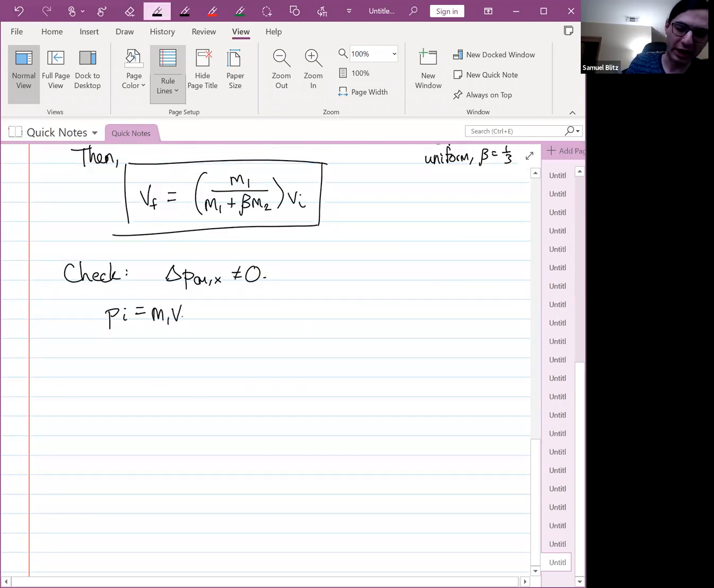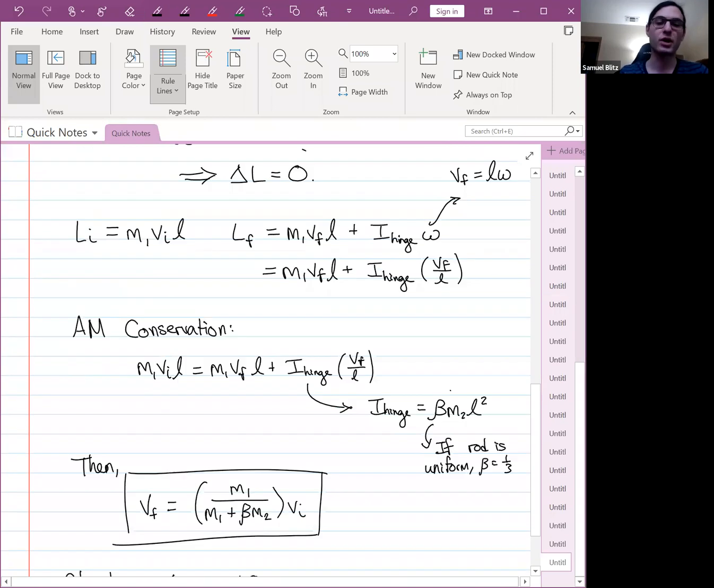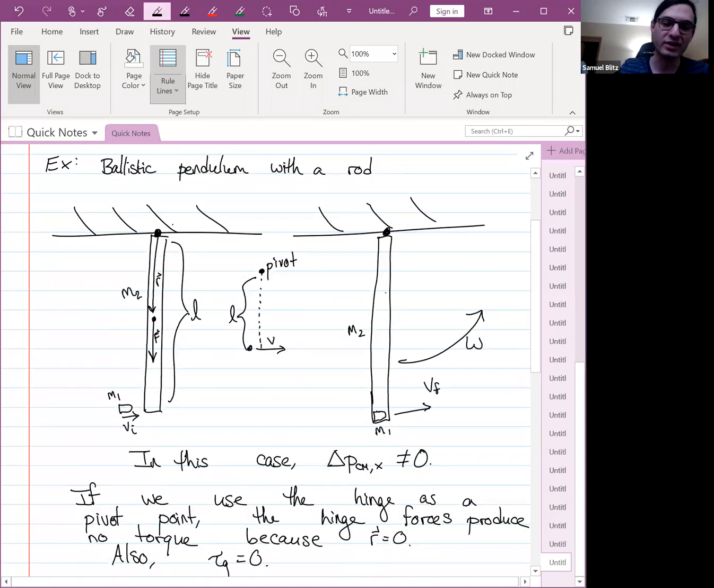So this would be m1 VI. And then the final translational momentum in the x direction would be m1 times VF. And then we'd have to figure out what is the translational momentum of the rod. Well, it would just be the mass of the rod times the center of mass velocity of the rod. But the center of mass velocity of the rod depends on where the center of mass is. Like if the center of mass was halfway up, for example, then however fast VF was, the center of mass would be half as fast. If it was 1/3 of the way up, the center of mass would be moving at 1/3 of the speed, and so on. So what I'm actually going to do is label the center of mass.